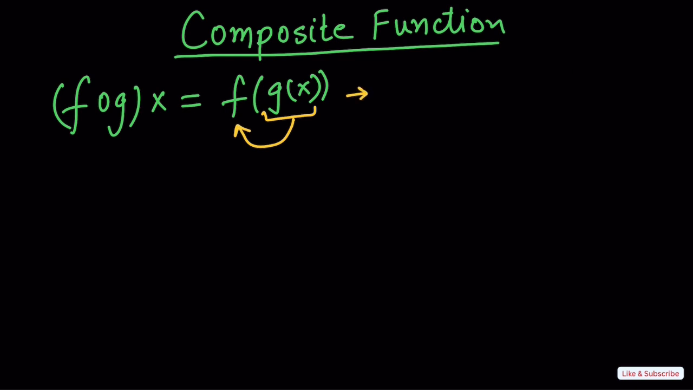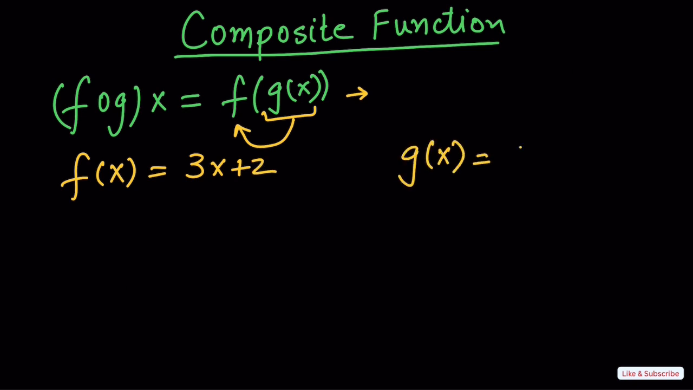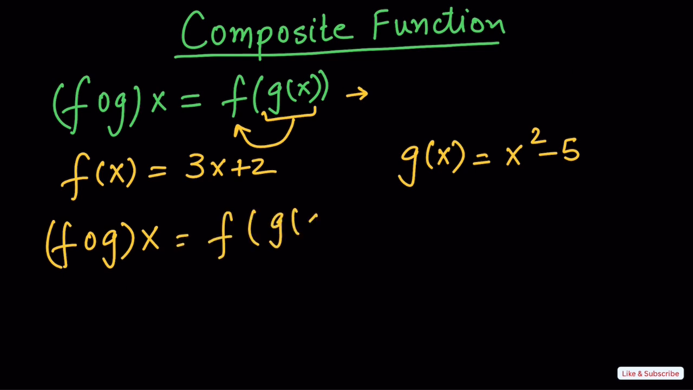Let's understand with the help of an example. Let's say we have a function f of x which is equal to 3x plus 2, and we have another function g of x which is equal to x squared minus 5. Now we need to find f of g of x. Now I can write this as f of g of x.